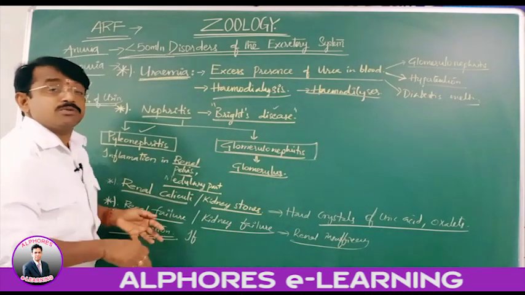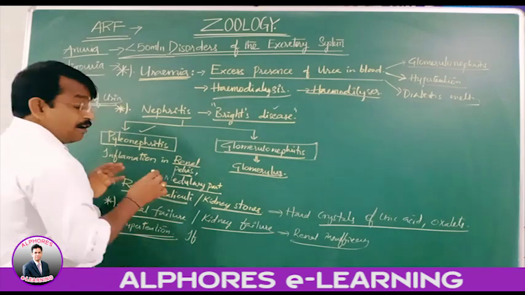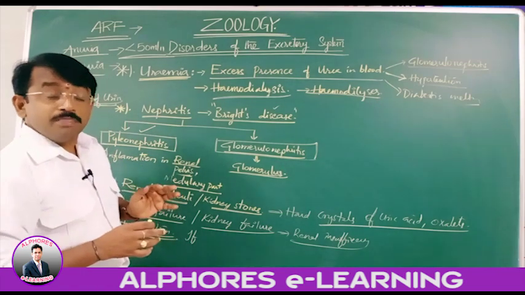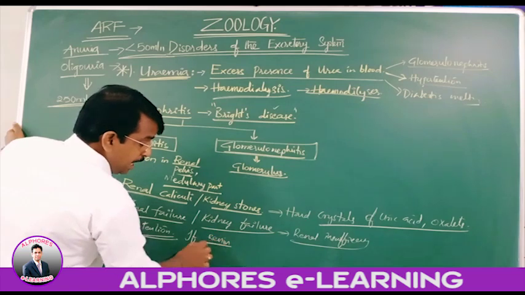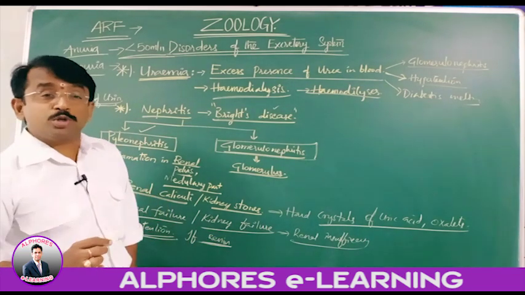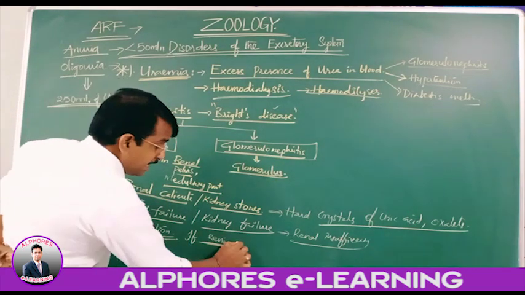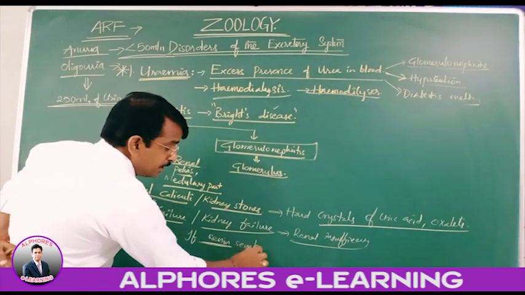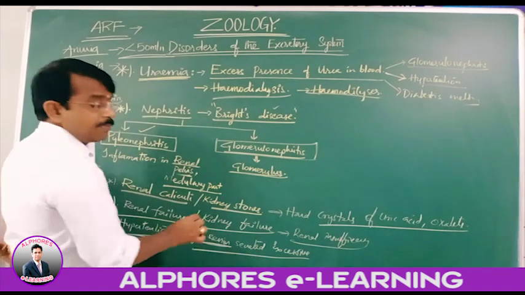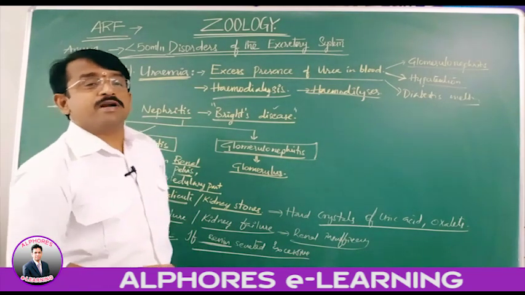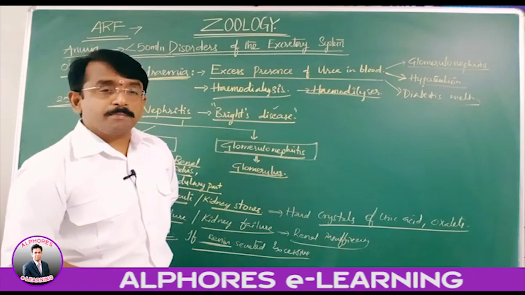So that is also one of the disorders. That is, if renin secretion is not monitored, if renin is secreted excessively, that causes the absorption of sodium and results in hypertension.